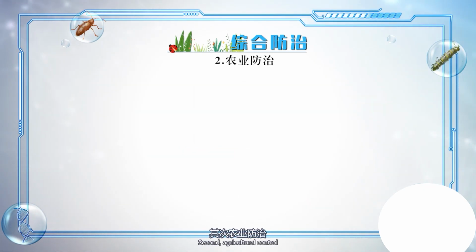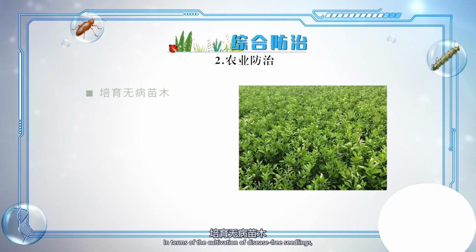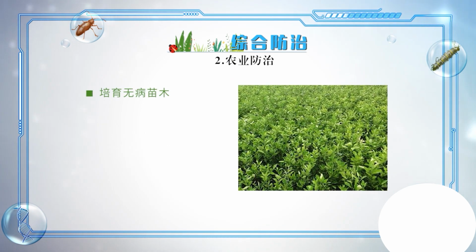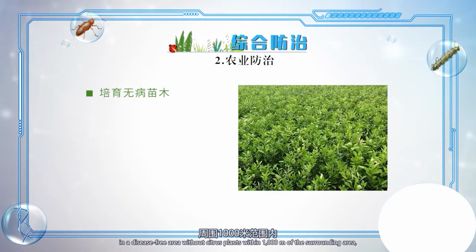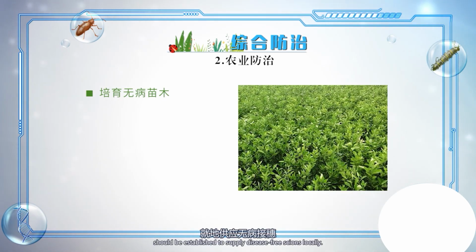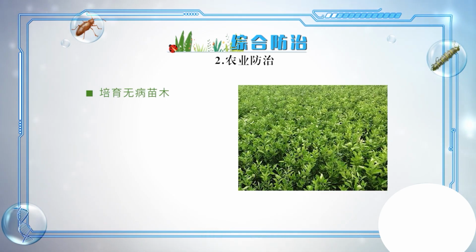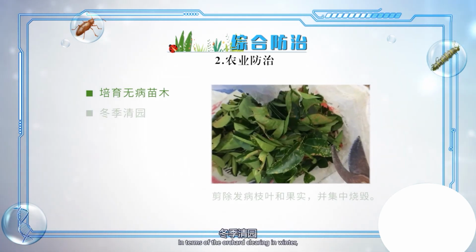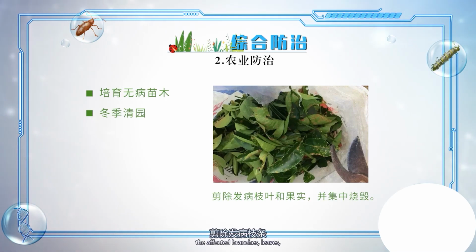Second, agricultural control. In terms of the cultivation of disease-free seedlings, the seedling nursery should be established in a disease-free area without citrus plants within 1,000 meters of the surrounding area, and the high-quality and disease-free female parent garden should be established to supply disease-free scions locally. In terms of the orchard clearing in winter, the affected branches, leaves, and fruits should be removed and burned in a centralized way.